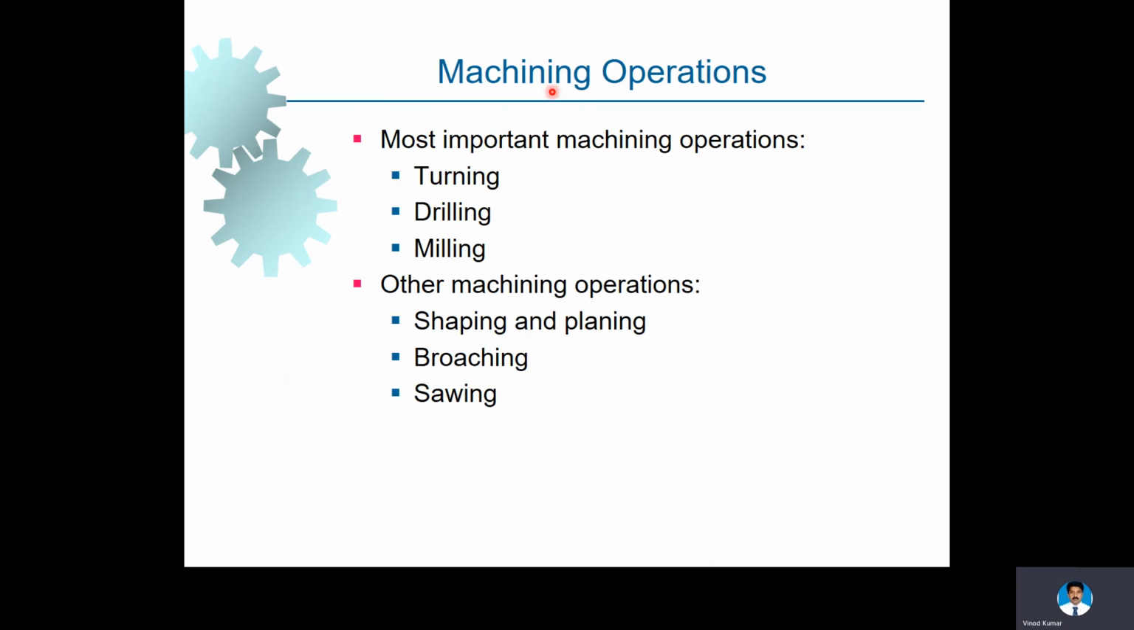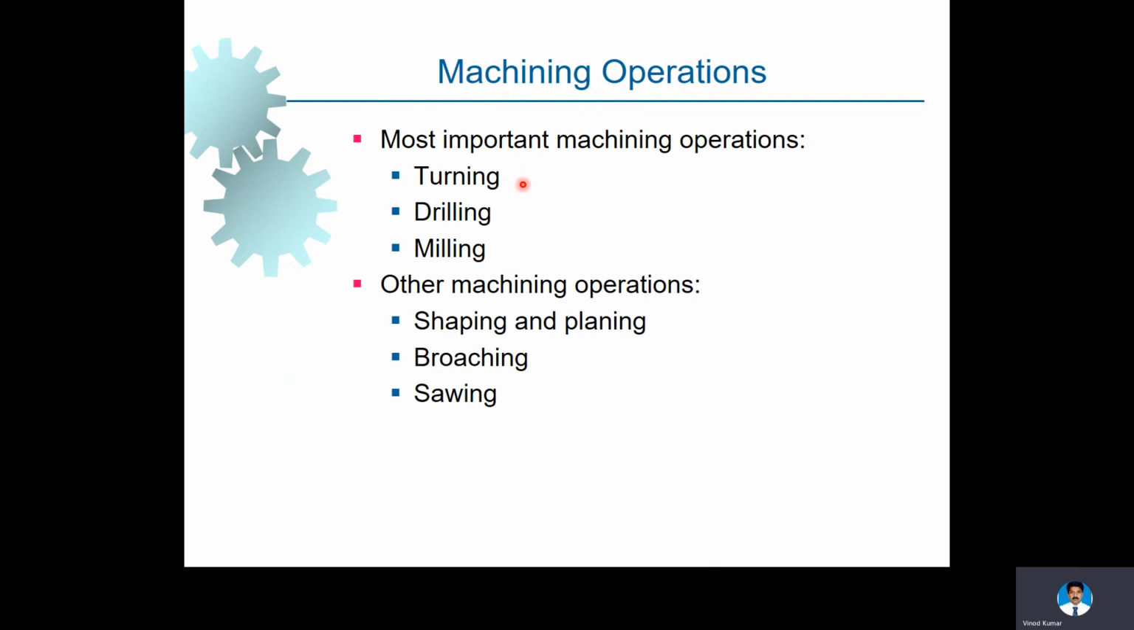What are the machining operations we have? Machining operations are turning, drilling, and milling. Turning is performed in a lathe machine. Drilling is performed in a drilling machine. Milling in a milling machine. Other machining operations are shaping and planing, broaching, and sawing. So the fundamental or basic machining operations are turning, drilling, and milling.